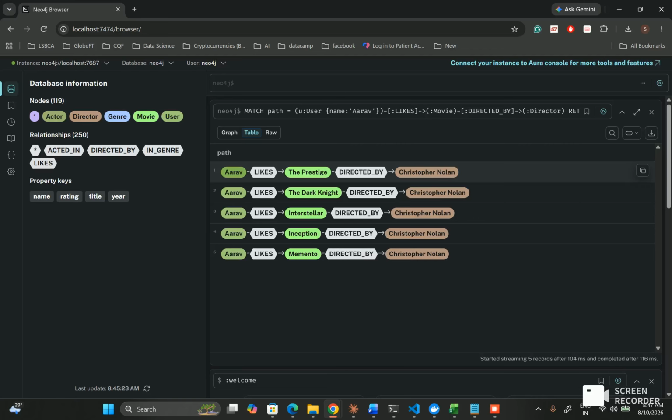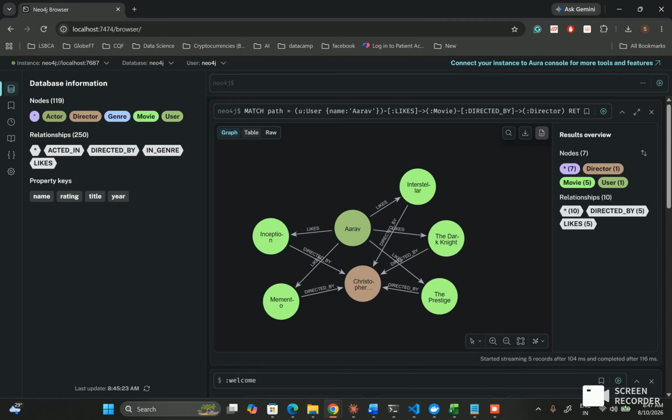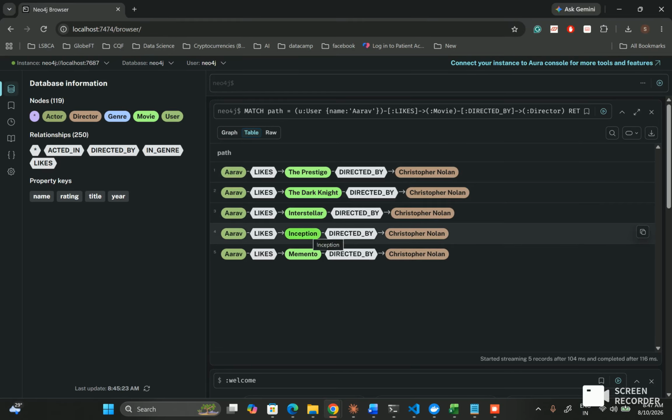This is Arav, one of the users in the dataset, and his 5 liked movies: Prestige, Dark Knight, Interstellar, Inception, Memento, all converging on one Christopher Nolan node, one shared node every movie points to. And I will explain exactly how that happened when we get to the seed file, the main seed file.